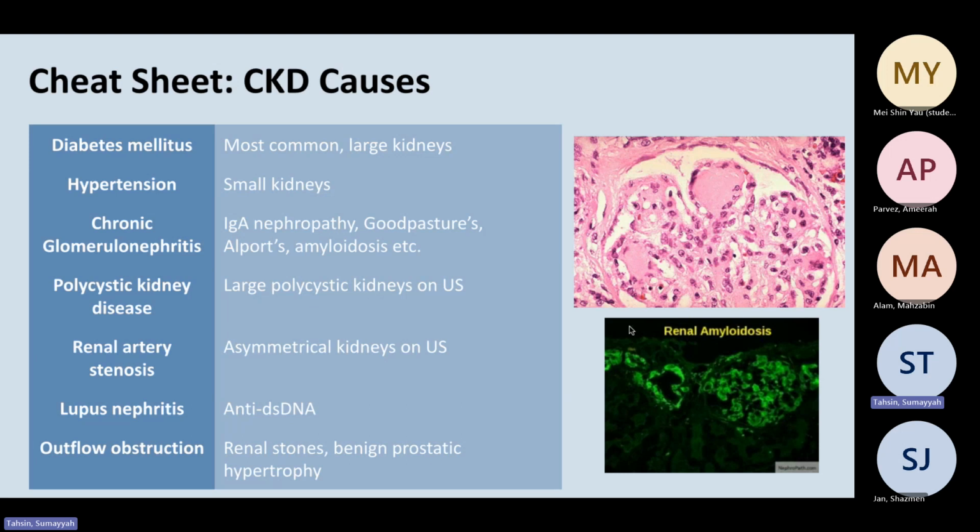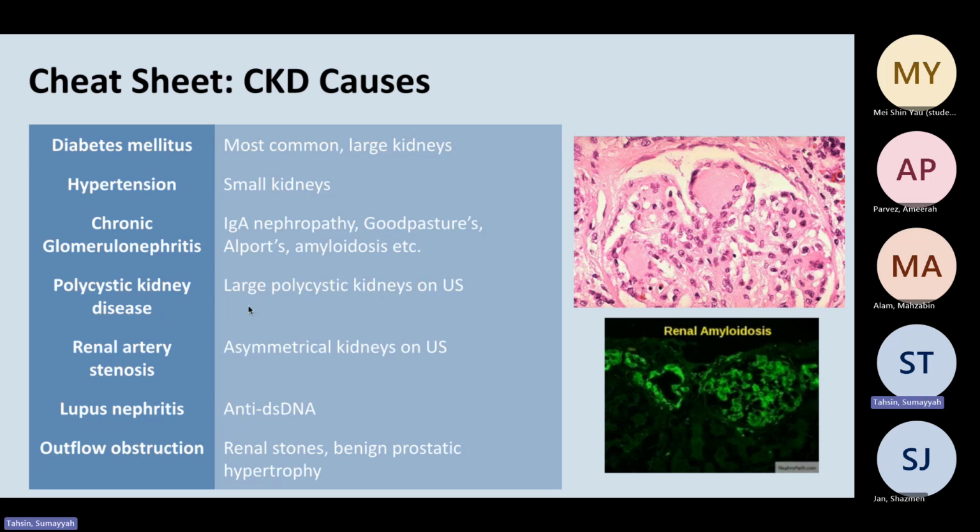And I think we'll cover this later on a bit more, but if you see these words in an exam, this is for diabetes or diabetic nephropathy, and this is for amyloidosis. If you see small kidneys on an ultrasound, likely it's hypertension that's causing this patient's kidney function deterioration. And then you've got glomerulonephritis, which we'll talk about later on.